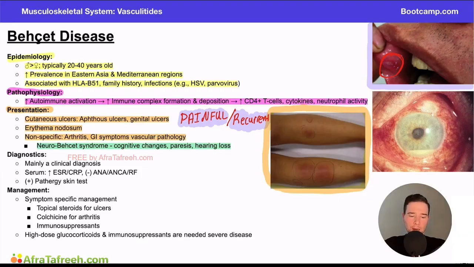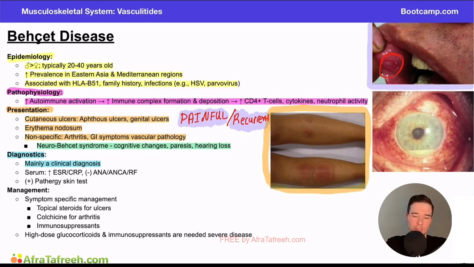Now, when we think about the diagnostics here, important to know this is mainly a clinical diagnosis. We don't necessarily need a ton of labs or tests. It's really based on symptom presentation, particularly if we have the recurrence of these painful ulcers in a variety of different conditions, maybe some of these risk factors or history as well.